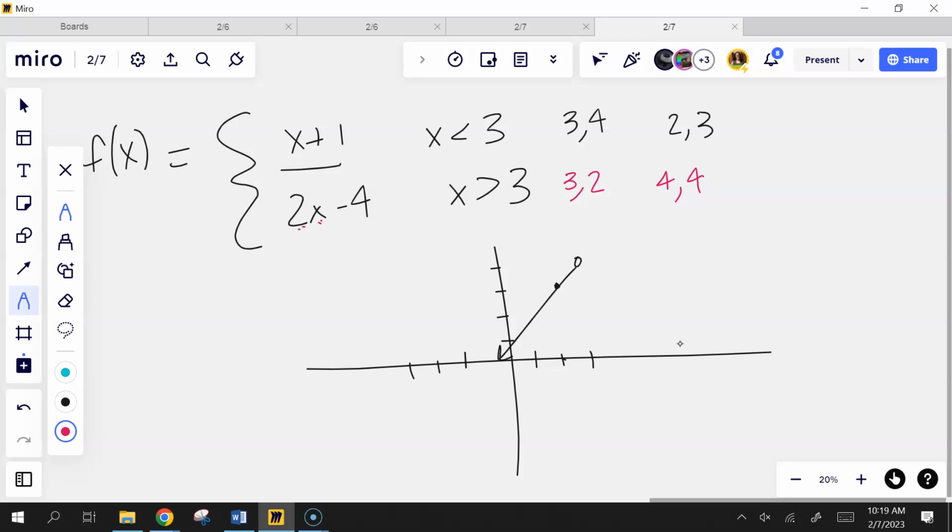Where's that coming from? That's not coming below us? No. See, 3, 2, open dot, 4, 4.